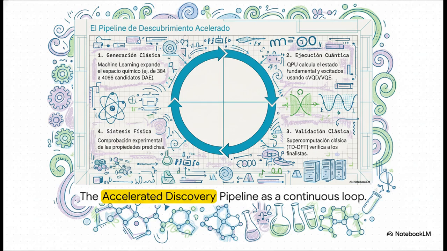Here is that full pipeline we just defined, mapped out beautifully as a visual loop. Classical and quantum systems aren't competing here. They are working together in this incredibly precise circle, generating, executing, validating, and synthesizing. This closed loop drastically accelerates how fast we can discover entirely new materials.